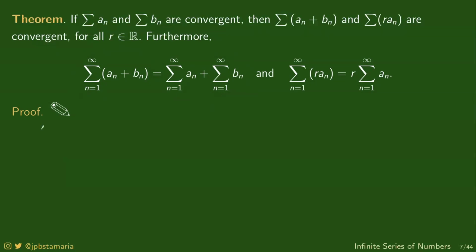So, let's assume that sabi nyo kasi ito yung nagko-converge. So, kunwari ito ay S. Kunwari yung sum naman ng mga BN ay T. So, assumption yan. Okay?